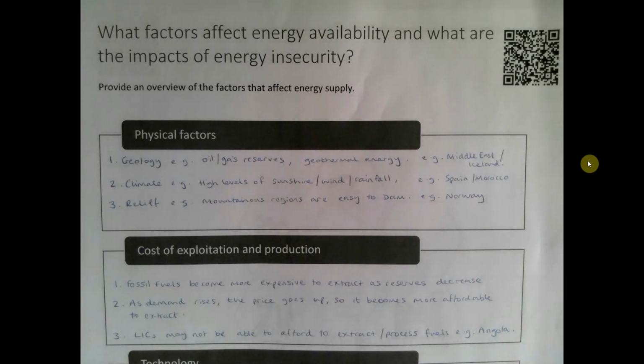The first of those is physical factors. Now these are the natural things that can influence the availability of particular energy sources. So perhaps the most common three things that can affect the availability of energy are a country's geology. So the rock type within a particular area will very much influence the availability of certain resources. For example, you need a particular geology in order to have oil and gas being formed.